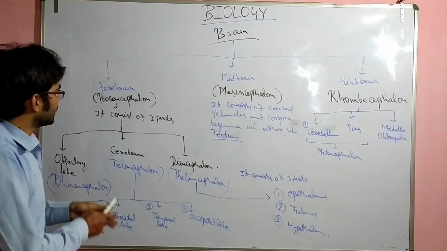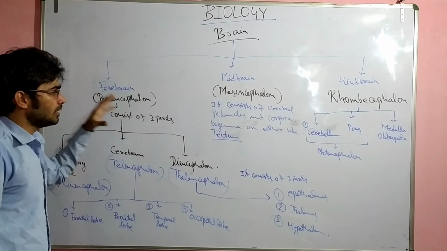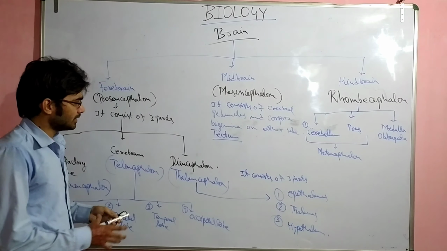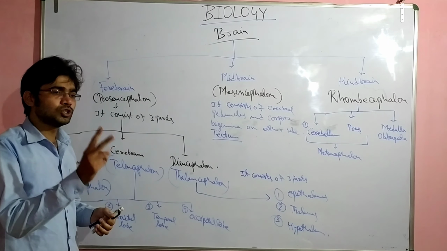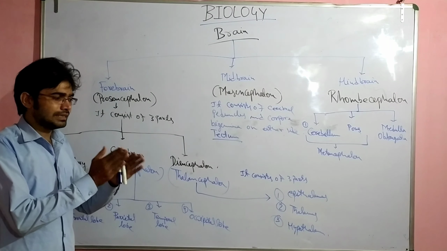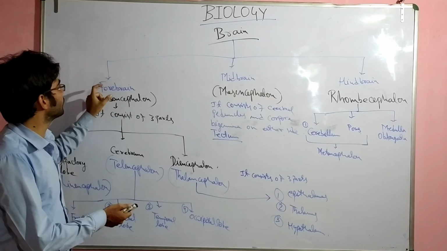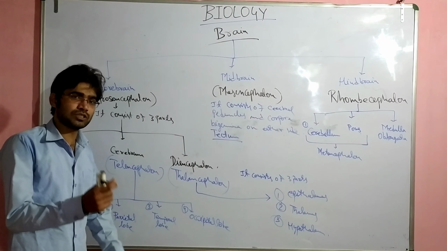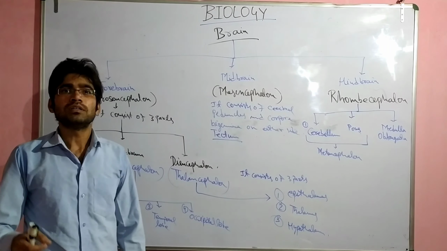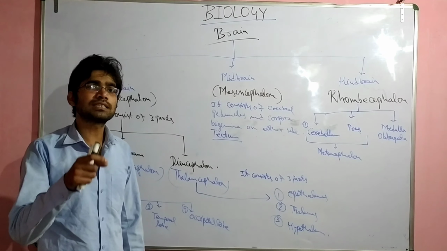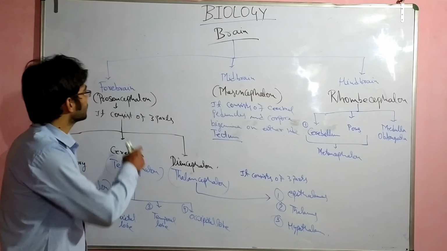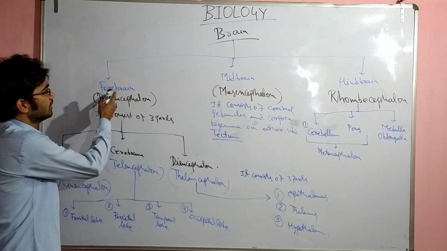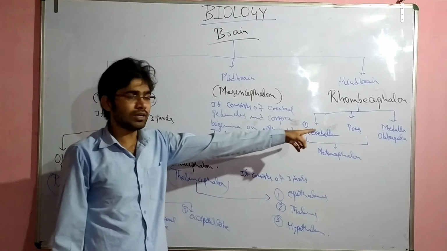So, see, once again I am coming to the brain. Brain is a complicated structure. It is divided into two hemispheres, and this hemisphere, especially I am talking about the forebrain, is joined together by fibrous bands of tissue. This tissue is known as corpus callosum. I am talking about the forebrain, not the hindbrain. In the hindbrain there is pons varolii.